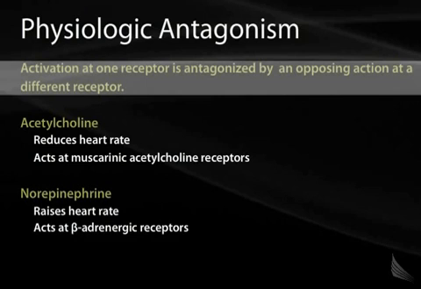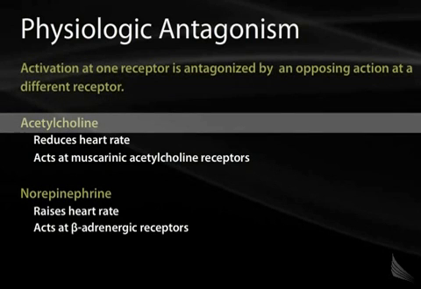Physiologic antagonism is a more complex idea that involves activation at one receptor, which is antagonized by another action at a different receptor. So a perfect example of this would be the acetylcholine receptor and the beta-adrenergic receptor.